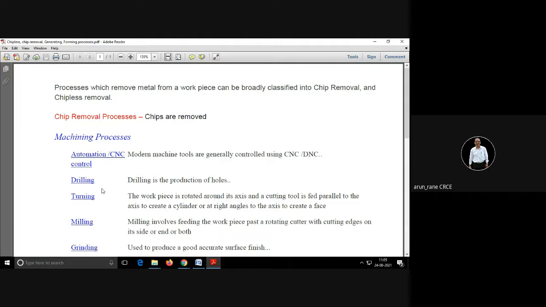You have drilling, you have CNC lathes, you have turning, you have milling, then grinding. What is the difference between turning and milling? The major difference between turning and milling is in turning, the workpiece is rotated about its axis, whereas in milling, the workpiece is stationary.